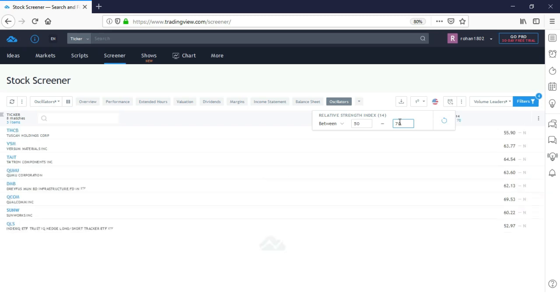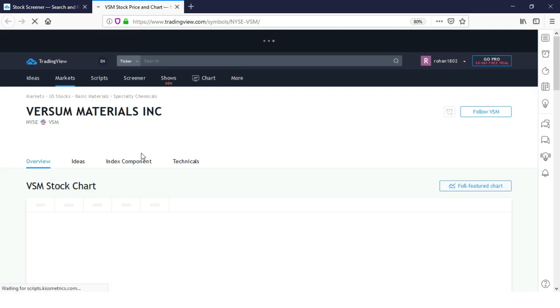So the stocks matching the filtration are 8, and we already know the call count, which is giving you a positive symptom. Apart from that, we can use VSM and check whether it is an uptrend or not.